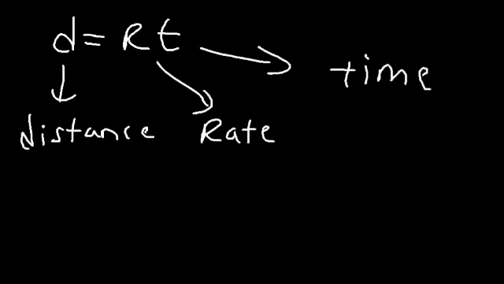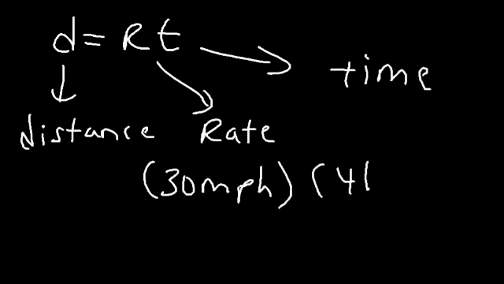So let's say if you have a car going at 30 miles per hour, what distance will it travel in 4 hours? If a car is moving at 30 miles per hour, what that means is that in 1 hour, it's going to travel a distance of 30 miles. So in 4 hours, it's going to cover a distance of 120 miles. And that's the idea between distance, rate, and time.